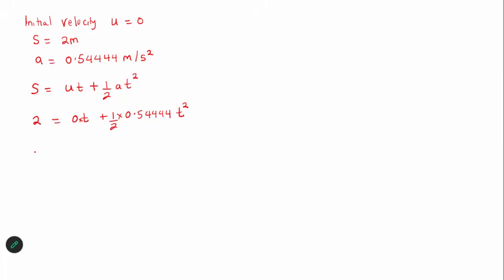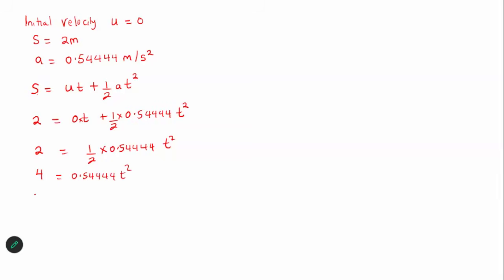So what are we going to have? We shall have 2 equals a half times 0.5444 t squared. So we can take the 2 to this side, and we get 4 equals 0.5444 t squared.